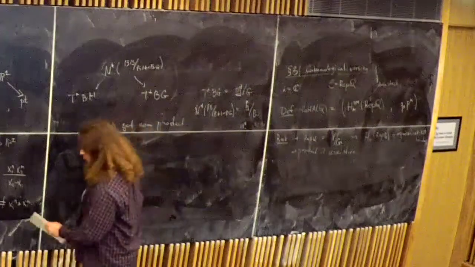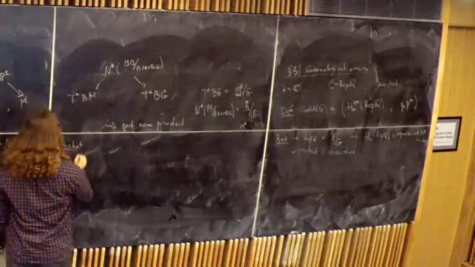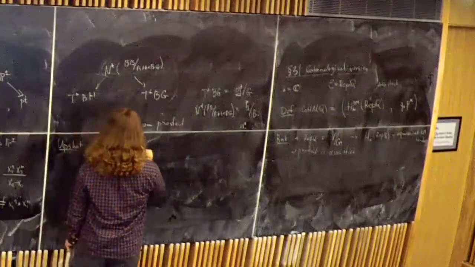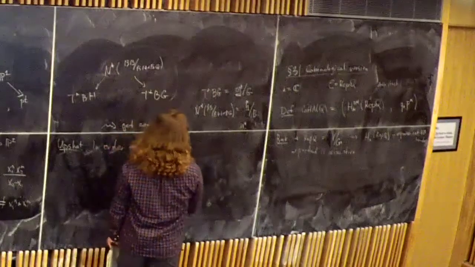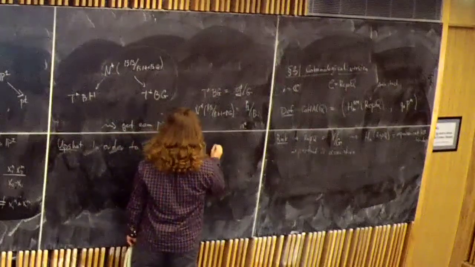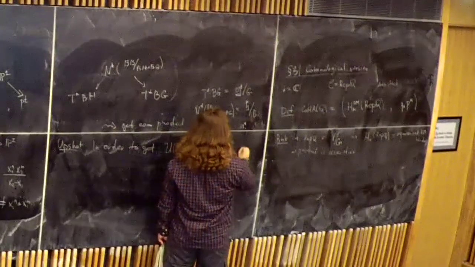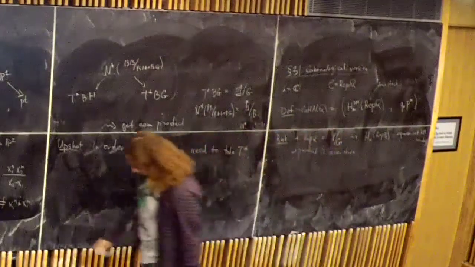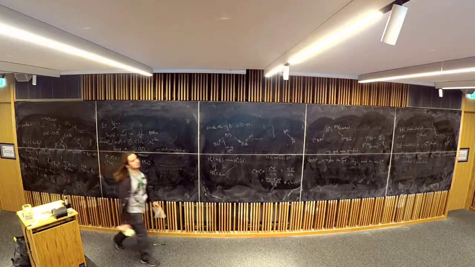So the upshot is that in order to get, say, UG, we need to take the star term. So what happens when we take the cotangent term?